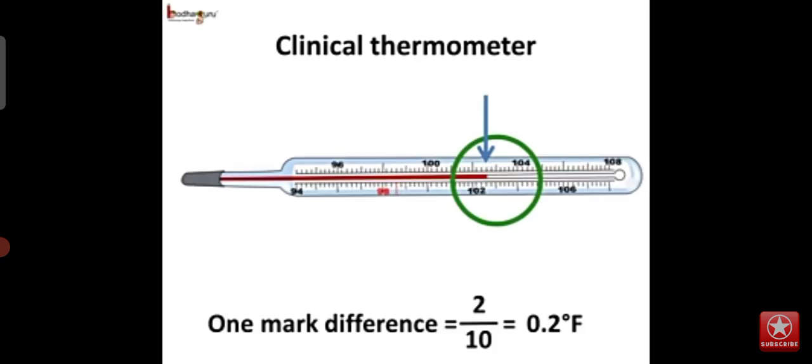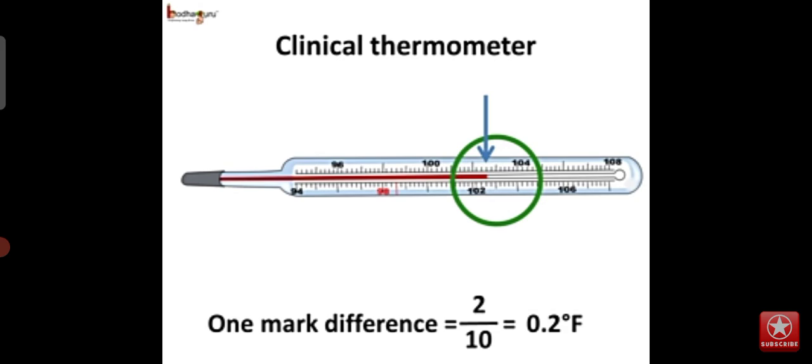Now how to read the temperature? Look here. The mercury thread has crossed 102 and has stopped at the third mark after it. If we see the marking, after 102, the marking is 104 degrees. So, 2 degrees is divided into 10 parts.